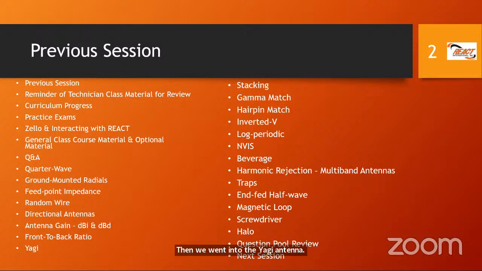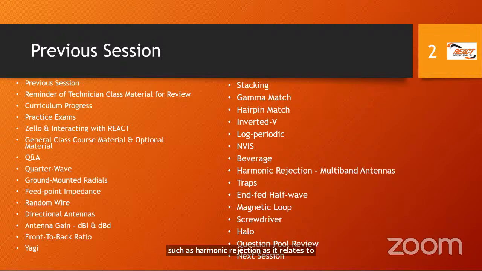Then we discussed feed point matching via gamma match and hairpin match. Then we went on to other antenna types such as the inverted V, the log periodic, and the concept of NVIS antennas, and what a beverage antenna was. Then we went into a couple of other concepts such as harmonic rejection as it relates to multiband antennas.